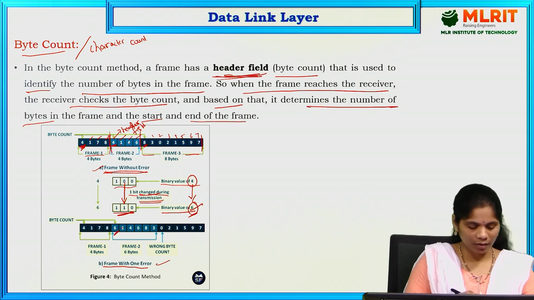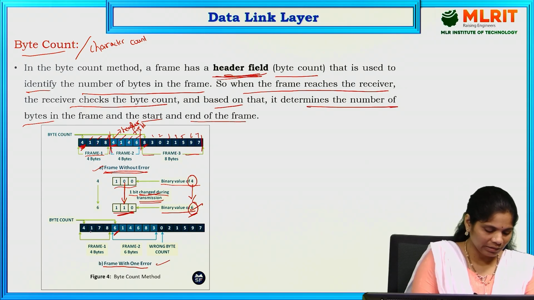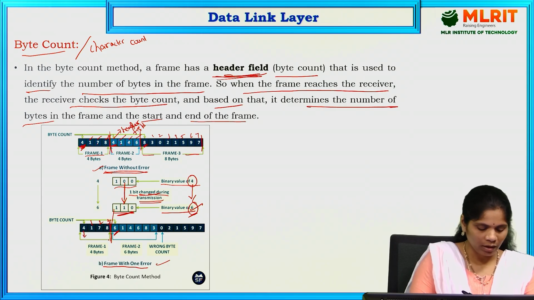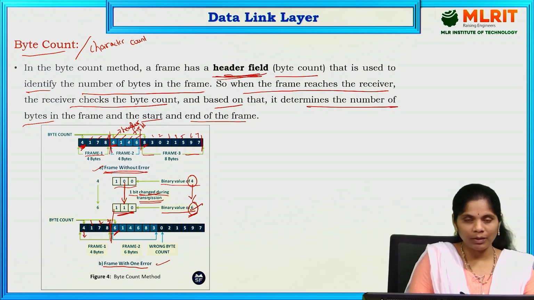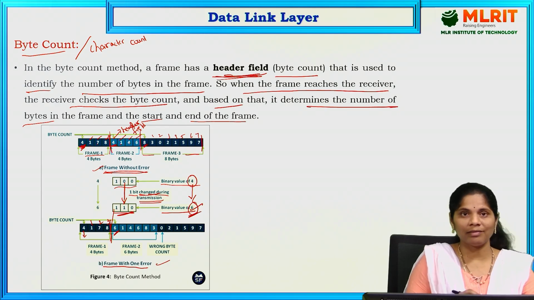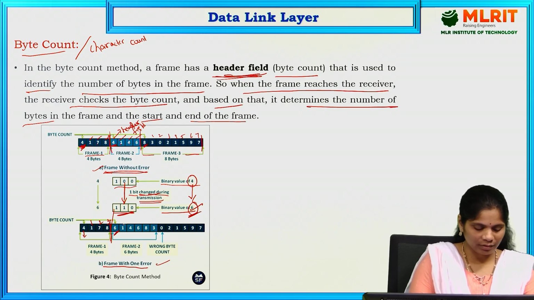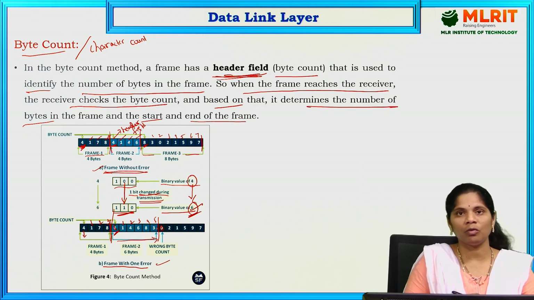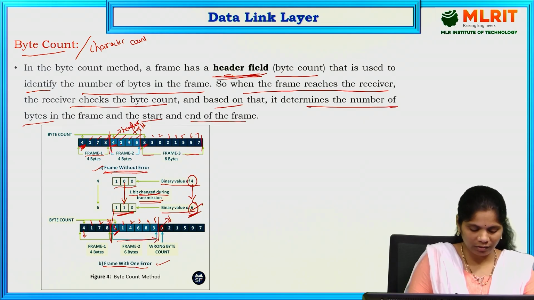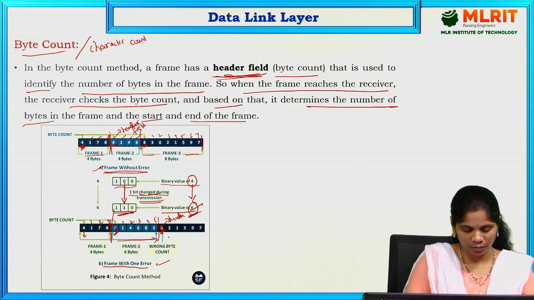So how will the framing be understood? The first frame has 1, 2, 3, and including the header it is 4. This is fine. Coming to the next one, 1 bit was changed, so it became 6. So it will consider 1, 2, 3, 4, 5, and including the header, 6. Till here it will take. And coming to the next one, it has 0. What this header field says is that in the next frame there are no bytes.